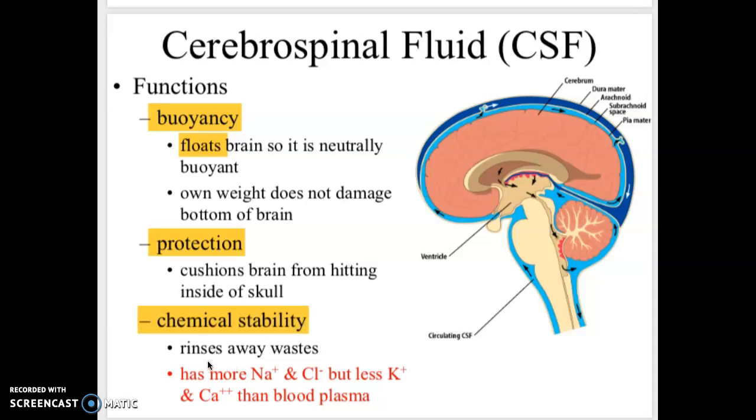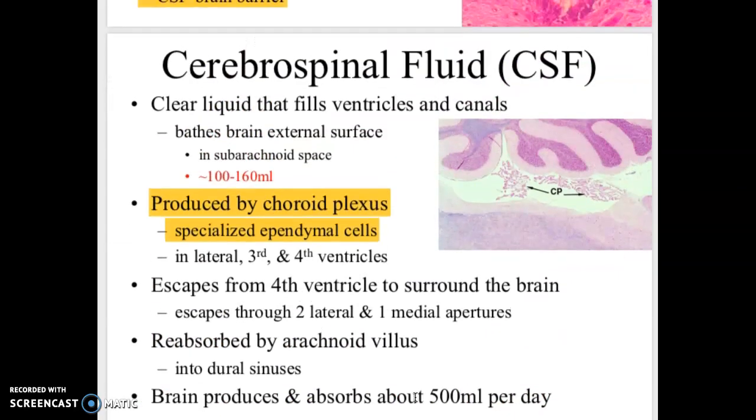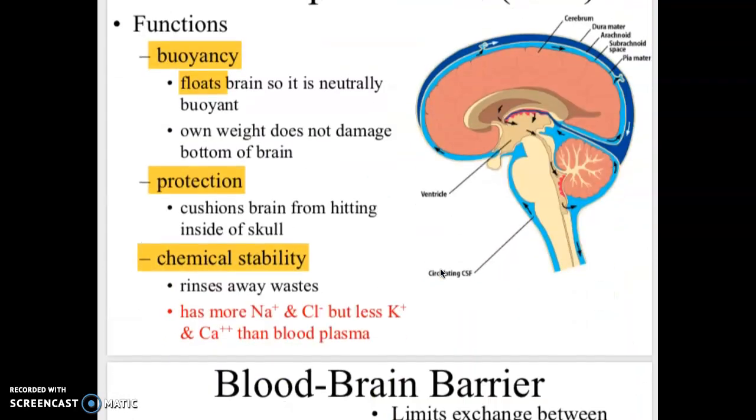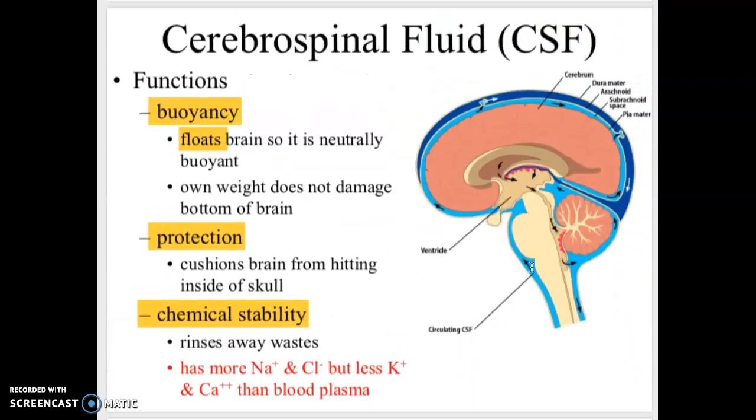Third, cerebrospinal fluid rinses away the waste. So it is being recycled throughout the day. As the previous slide said, brain produces and absorbs 500 milliliters per day. So this fluid is just rinsing away any type of waste.